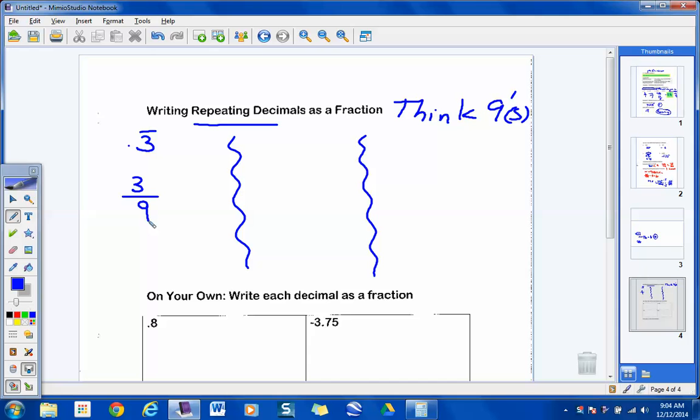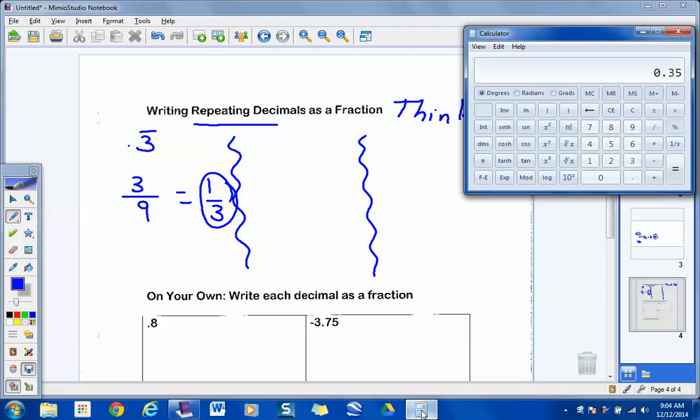1/3. Let's just check. If I punch 1 divided by 3 in my calculator, what's that going to look like as a decimal? It's going to be 0.3, with the 3 repeating, right? Holy cows, we're right. Okay, repeating decimal. Use 1 and zeros or use 9s? Use 9s. Okay, so let's trick you.